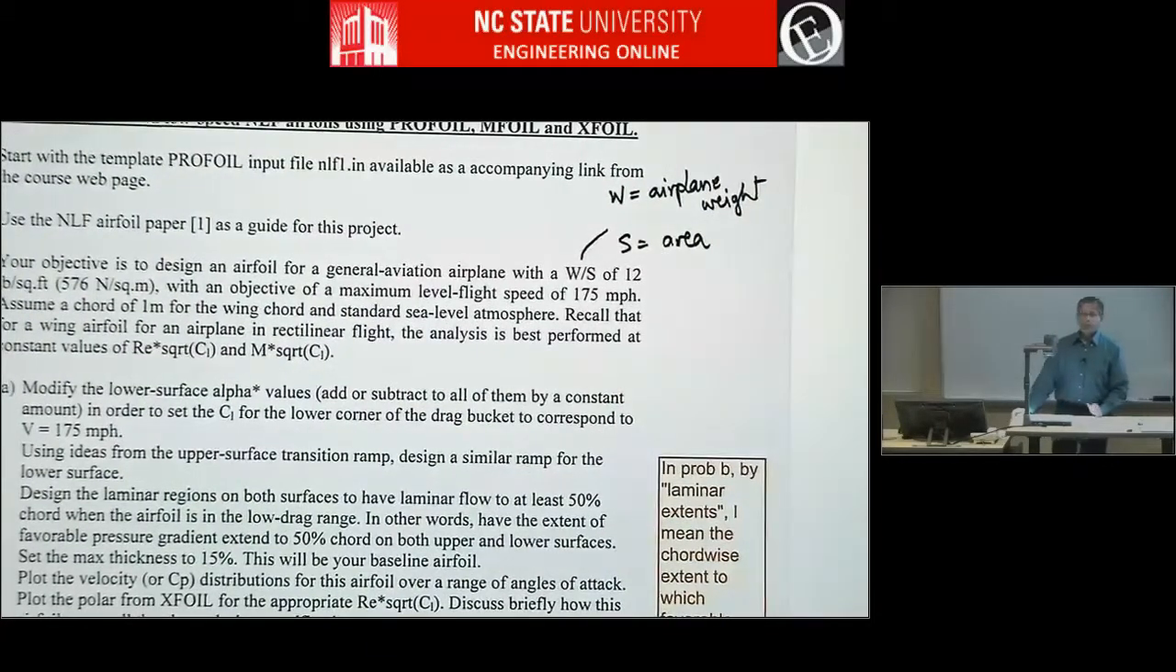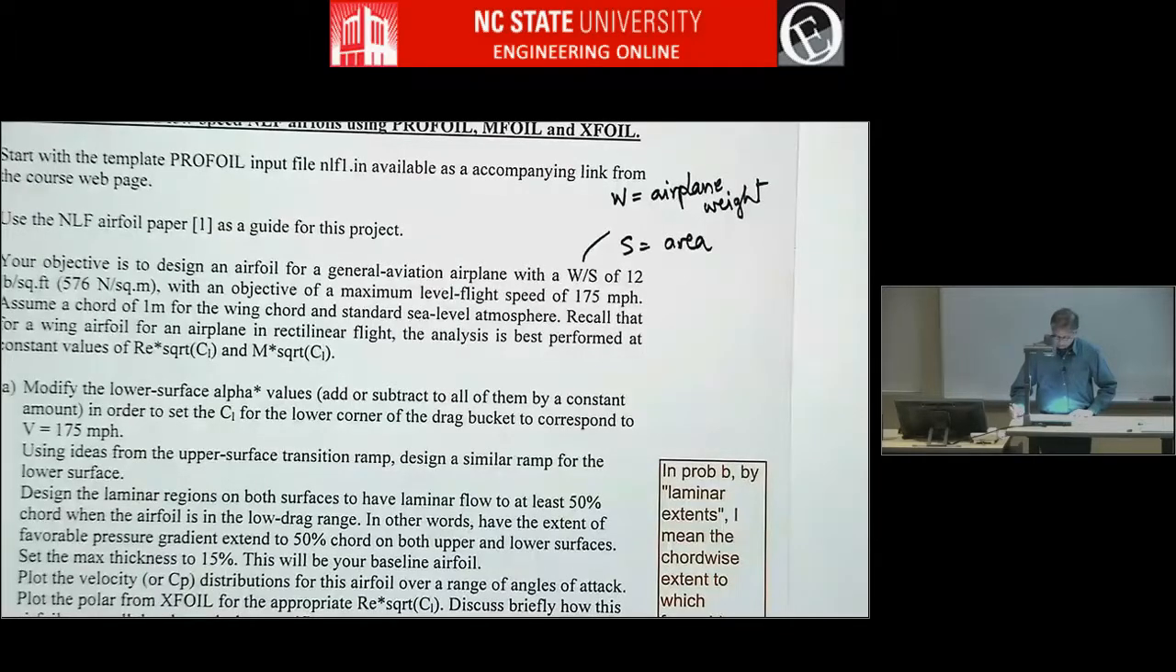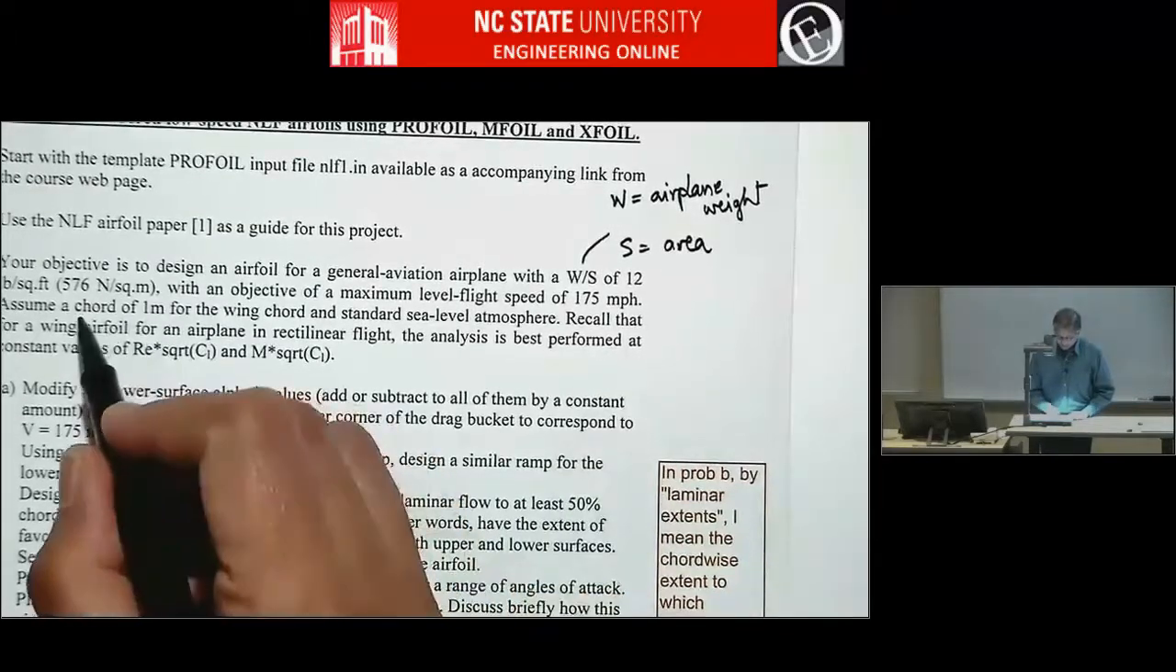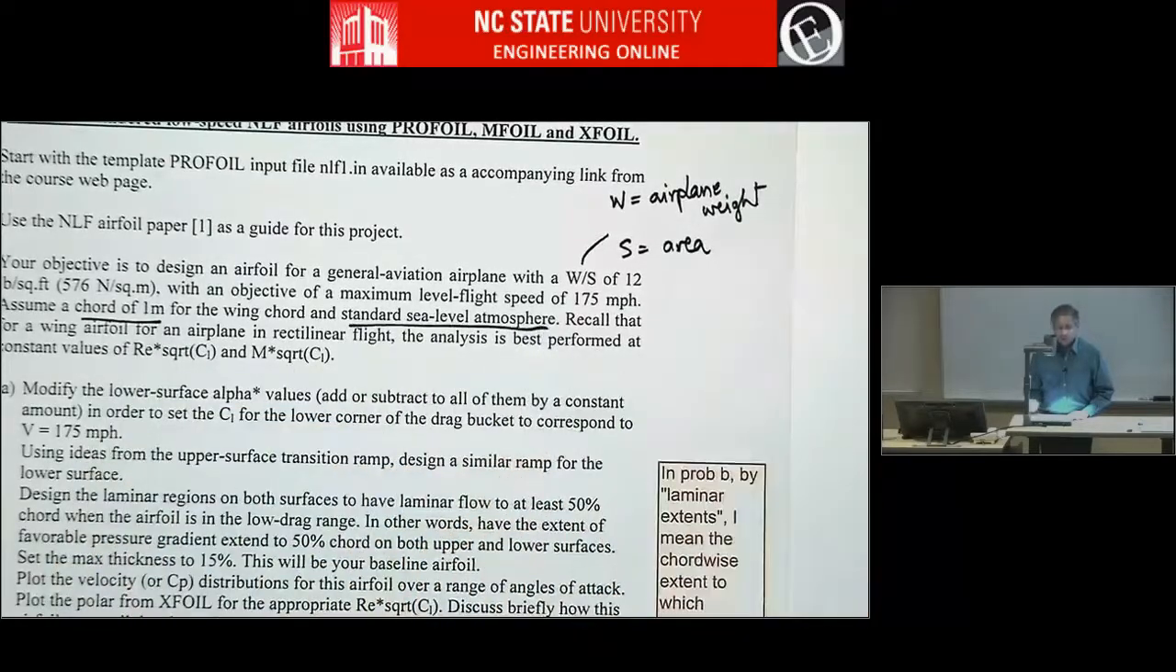So that will give you the RE times square root of CL and M times square root of CL that you have to use in Xfoil. So remember, we talked about this type 2 method of analysis in Xfoil where you don't use a constant Reynolds number, but you use RE times square root of CL and M times square root of CL. So you need this for that. And assume a chord of 1 and standard sea level. So that will give you density.